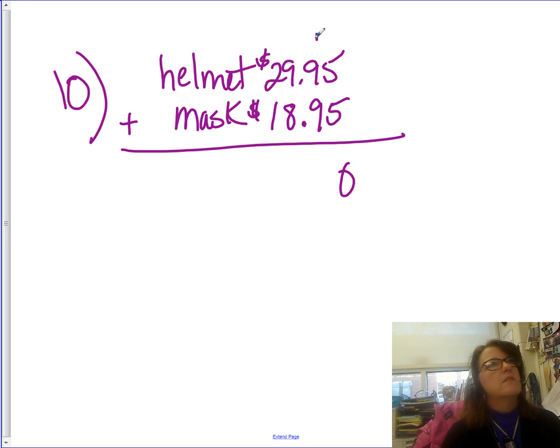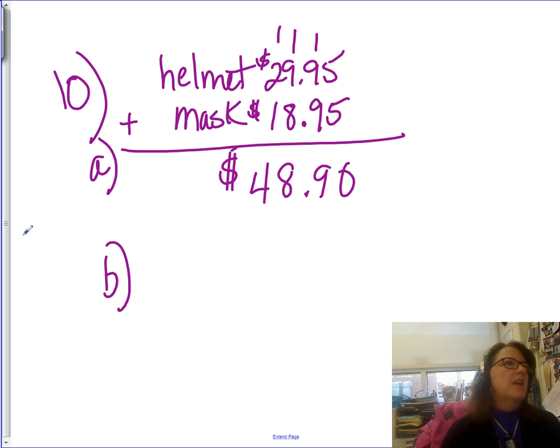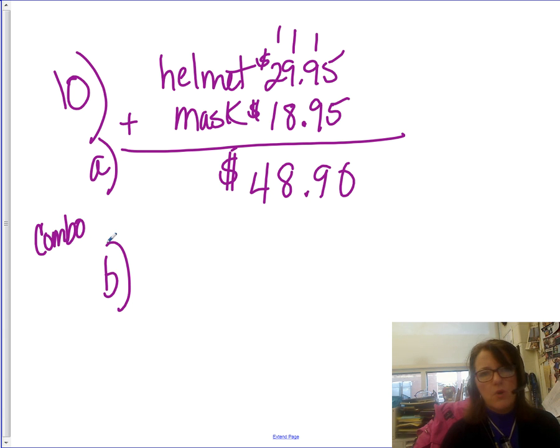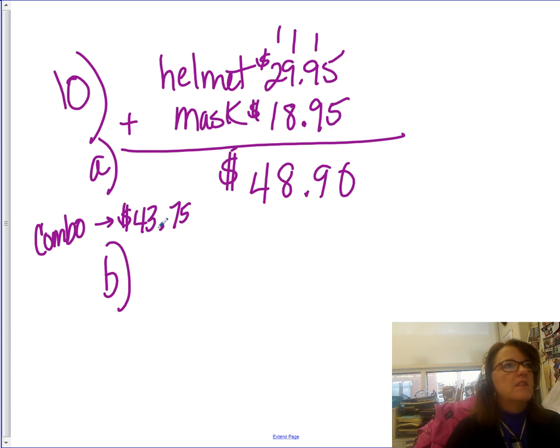So add these together, lining up your decimals. 19 carry the 1, 18 carry the 1, $48.90. Okay. Helmet, face mask, buy the two pieces, $48.90. That's part A. Part B says, hey, there was an option to buy the face mask and helmet as a combo all together in one, and the combo price is $43.75. So clearly, if that's exactly what you want, get the combo because it's cheaper.